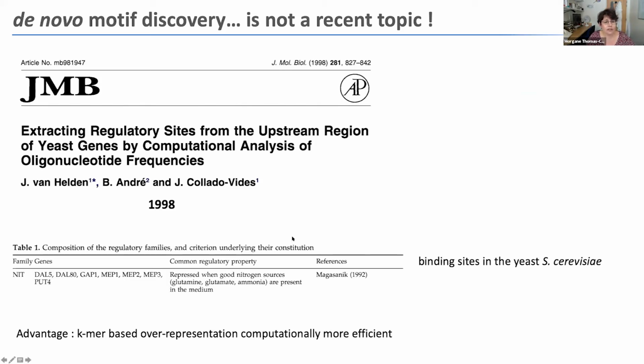A few years later, another algorithm came out. This time it was to work on the yeast genome, Saccharomyces cerevisiae, and its binding sites. Again, here I took information on the data set on which it had been tested at that time. It was on 7 genes that were co-expressed in response to particular nitrogen sources in the medium. One advantage of this approach was that it was a k-mer-based overrepresentation method that was computationally more efficient than the program MEME. This program was called oligo-analysis, and it soon became the core of the suite called RSAT.